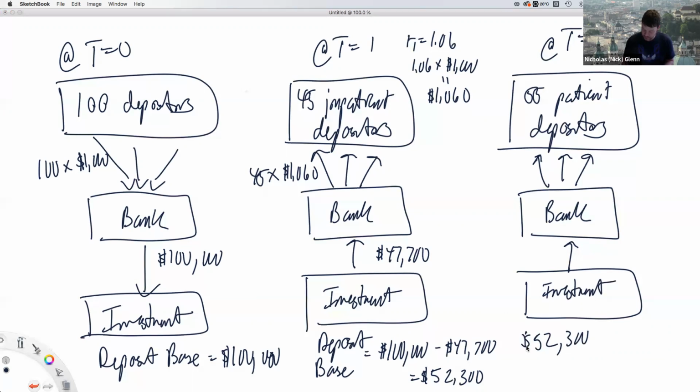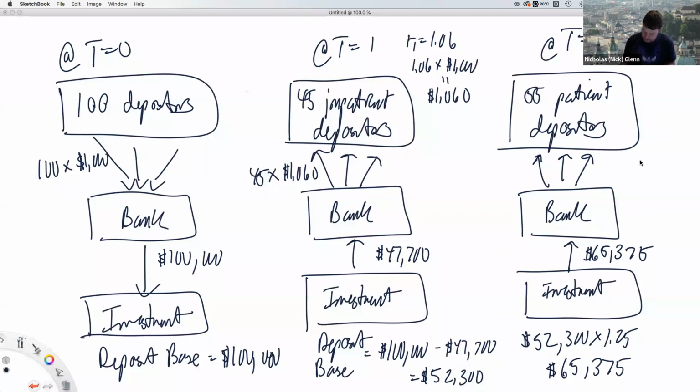52,300. Remember, this money left in here will actually draw an interest, 1.25 to be precise. So that's going to leave the deposit base now at 65,375. That's the new deposit base, and this is what the bank's going to take out. Remember, this is perfect competition, so the bank's not going to get any profit, zero profits. It's going to pay everything out to these remaining depositors.